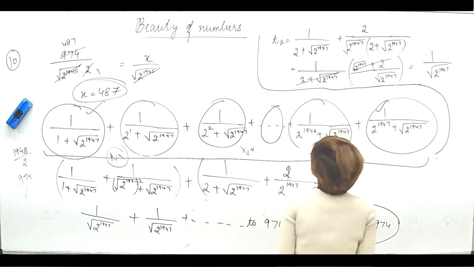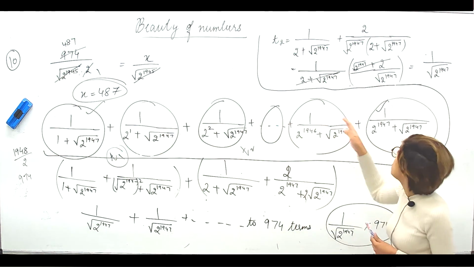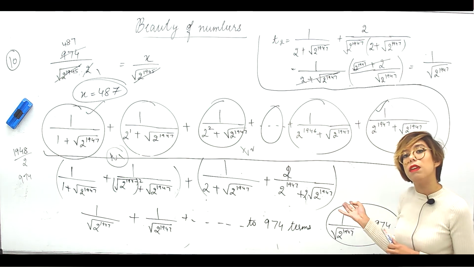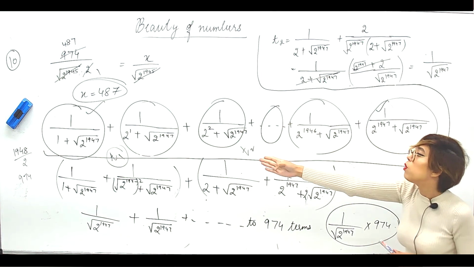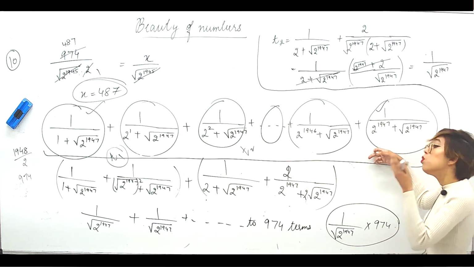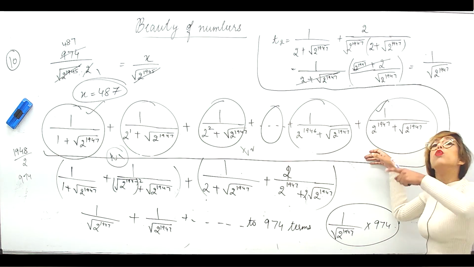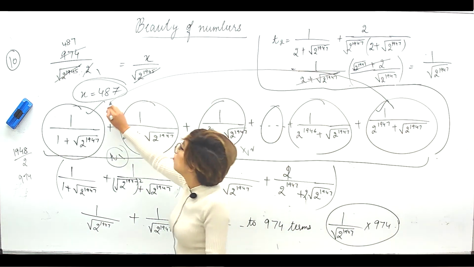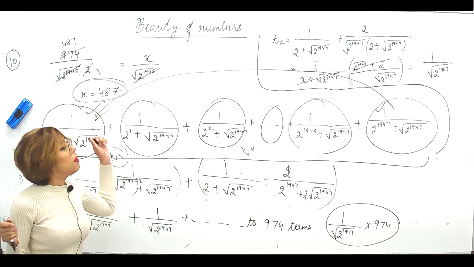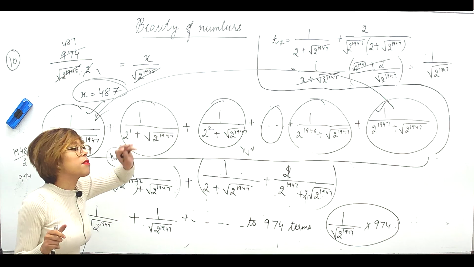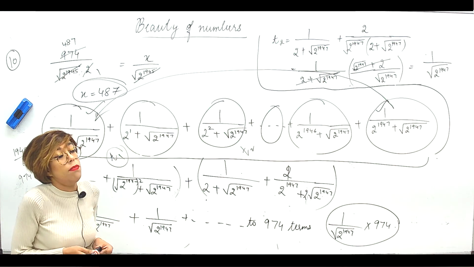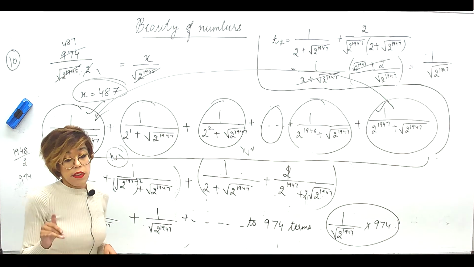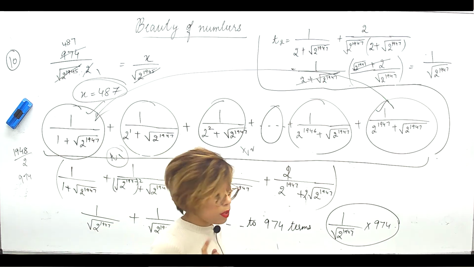Simple observation based. You have to see that the first and the last one are quite similar: 1 plus square root 2 raised to 1947, and this is 2 raised to 1947 plus square root 2 raised to 1947. So how can you not observe the two? Now you have seen it in the first and last, and also in the second and second last. Observation. Now question number 14 we'll discuss.